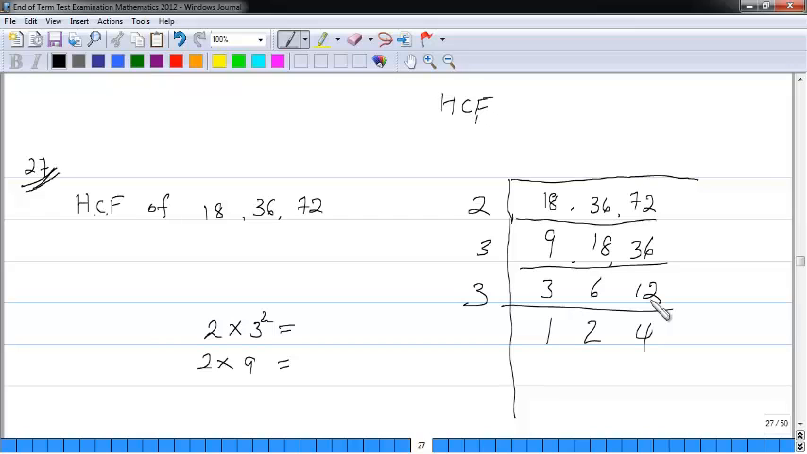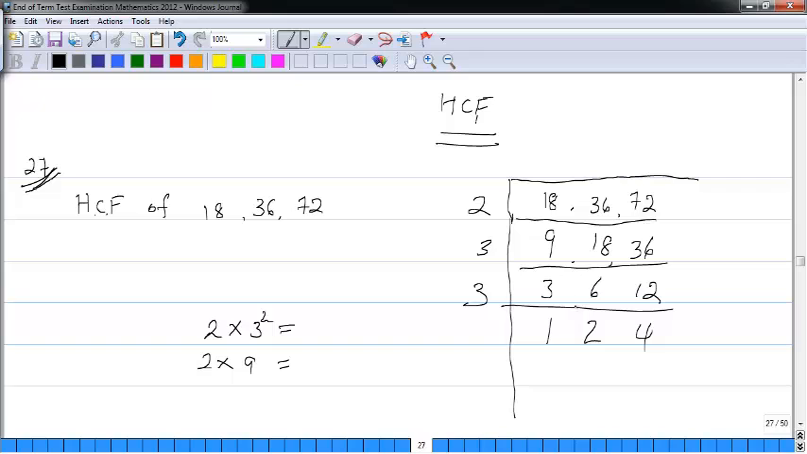Number 27. Number 27 asks us, what is the HCF, or the highest common factor, of 18, 36, and 72? We're going to use a little prime factorization here. When we're using prime factorization to find the HCF, we're going to look for factors that can go into all of the numbers at once.